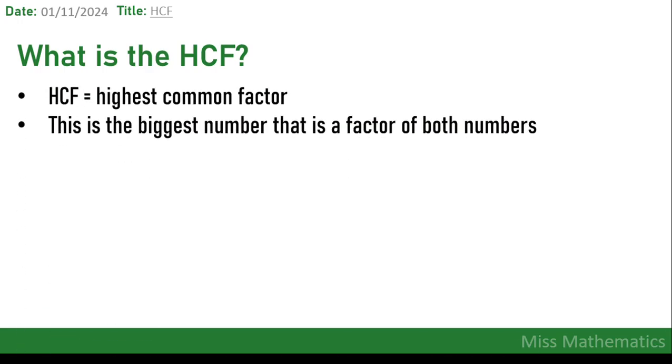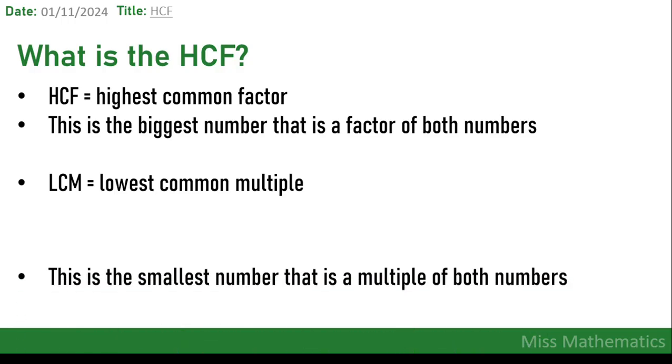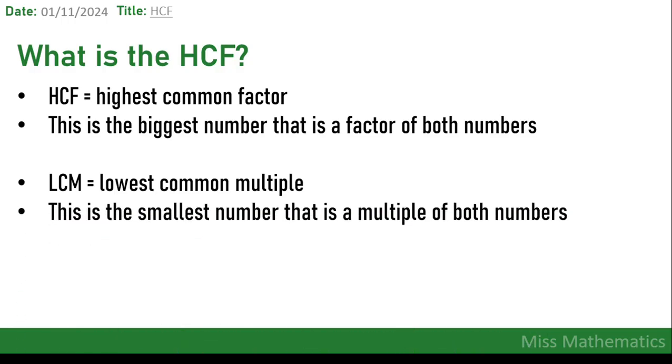What is the HCF? HCF stands for highest common factor, and this is the biggest number that is a factor of both the numbers that you're trying to find the highest common factor of. You will see it very often with LCM, which is the lowest common multiple, and this is the smallest number that is a multiple of both numbers.